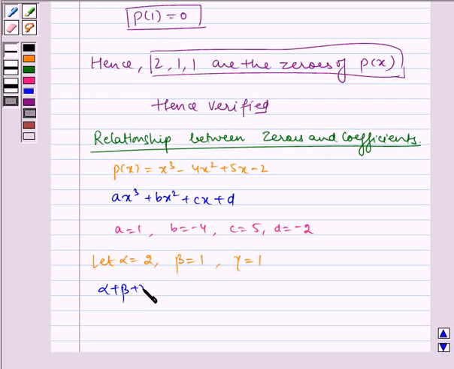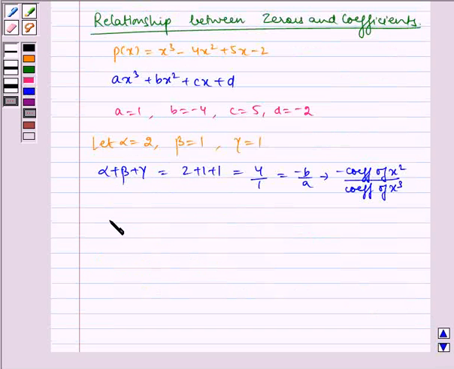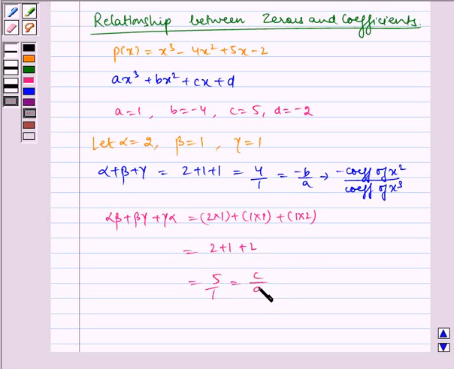We get alpha plus beta plus gamma is equal to 2 plus 1 plus 1, which is equal to 4 by 1, which is equal to minus b by a, which is equal to minus coefficient of x square divided by coefficient of x cube. Similarly, alpha beta plus beta gamma plus gamma alpha is equal to 2 into 1 plus 1 into 1 plus 1 into 2, which is equal to 2 plus 1 plus 2, which is equal to 5 by 1, which is equal to c by a, which is equal to coefficient of x divided by coefficient of x cube.